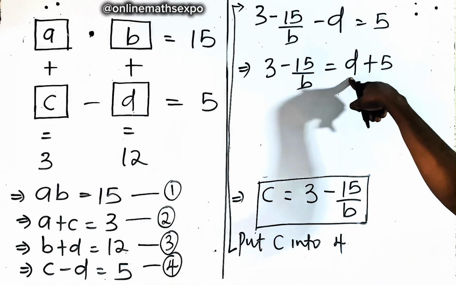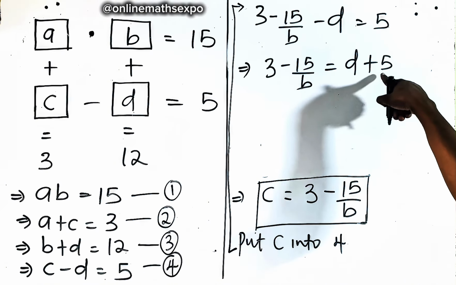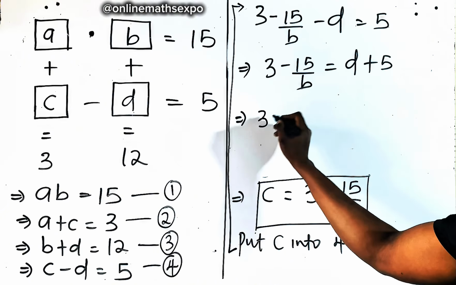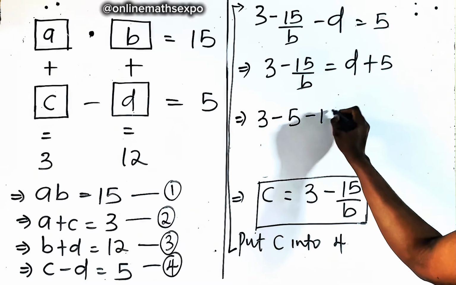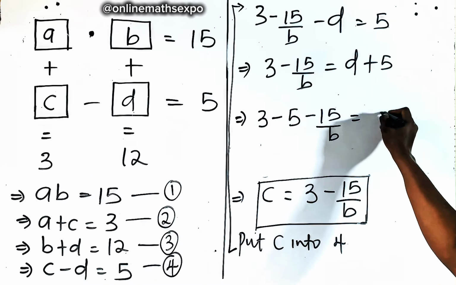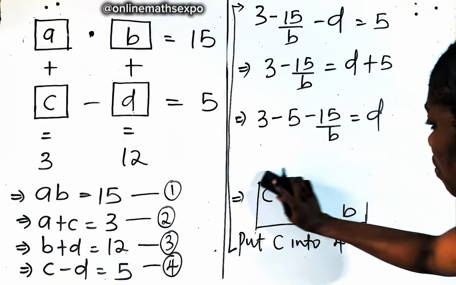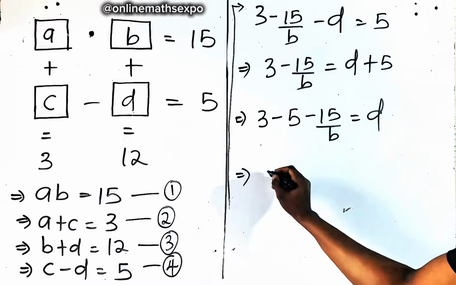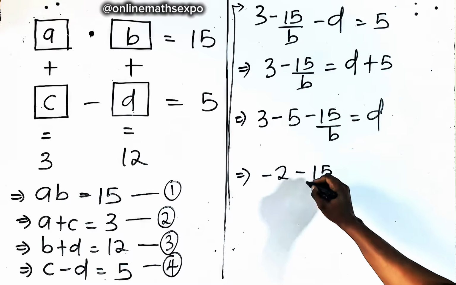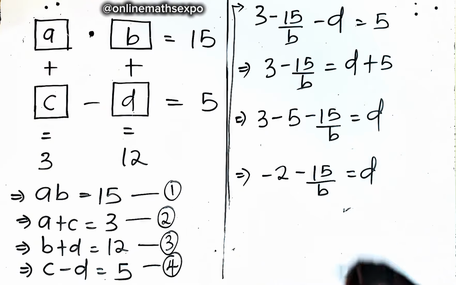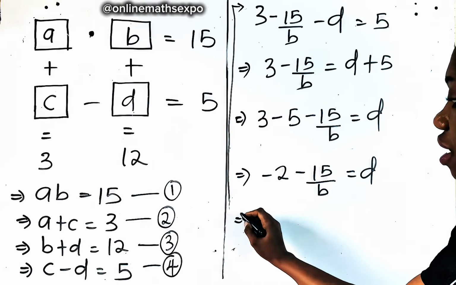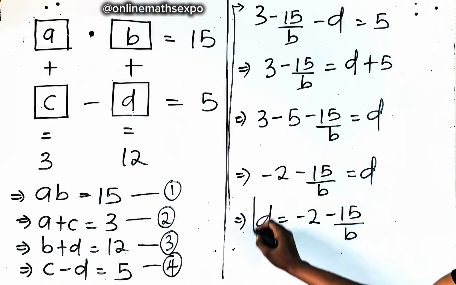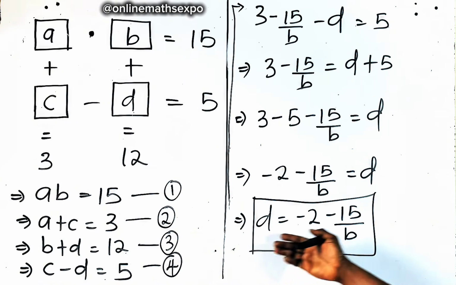To remove this 5 so that D becomes the subject, what do we do? We are going to subtract 5 from both sides. So when you do that, you have 3 subtract 5 minus 15 over B is equal to D. So what does this mean? This is the same as subtracting this, you have negative 2 minus 15 over B is D. So we can now say that D is negative 2 minus 15 divided by B. So this gives us our D.